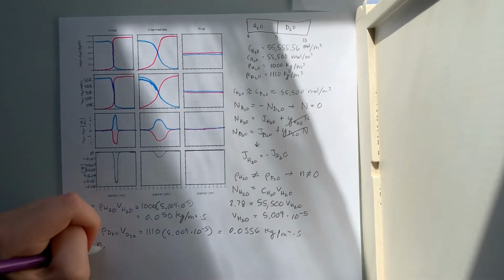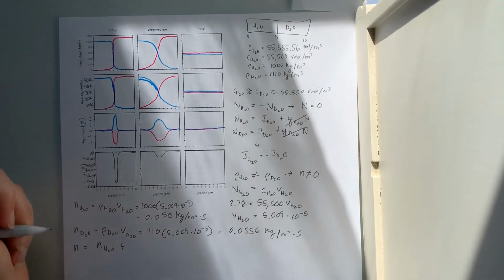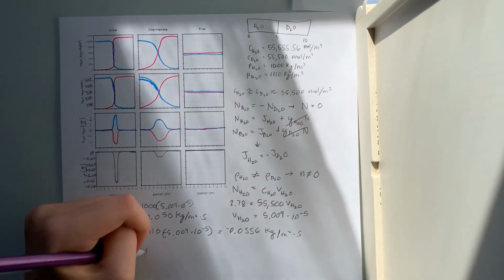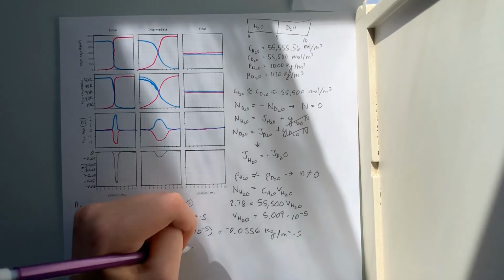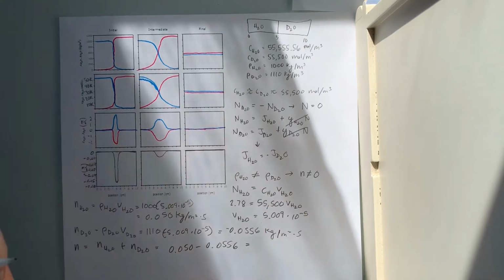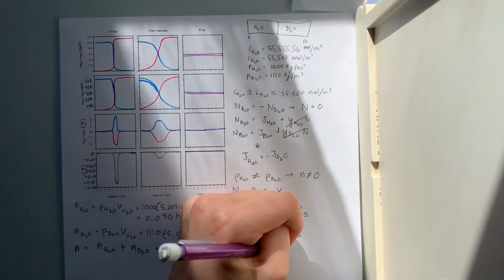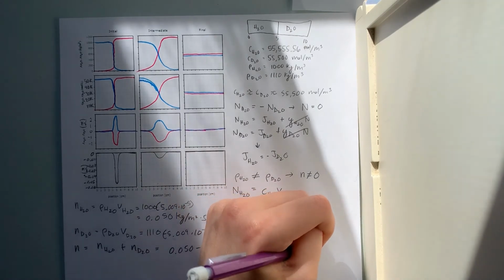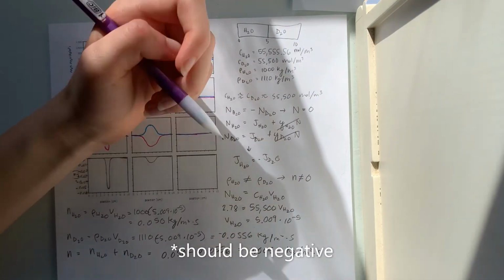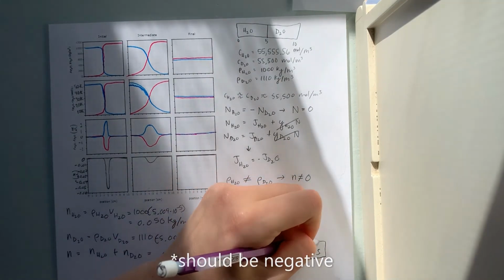The total mass flux will be the sum of the individual mass fluxes. Oh, this should be opposite. So the sum of these two fluxes will equal the total mass flux, 0.0056 kilograms per square meter per second, corresponding with that maximum molar diffusive flux of 2.78. So this is the answer to number 1.